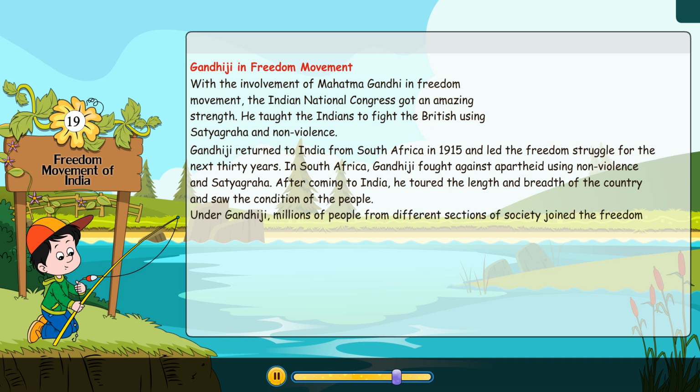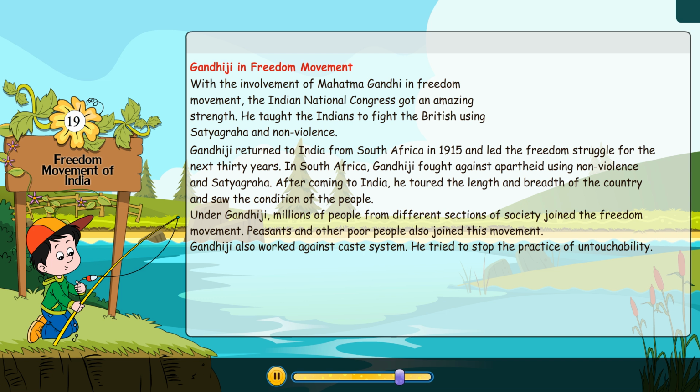Under Gandhiji, millions of people from different sections of society joined the freedom movement. Peasants and other poor people also joined this movement. Gandhiji also worked against the caste system. He tried to stop the practice of untouchability.